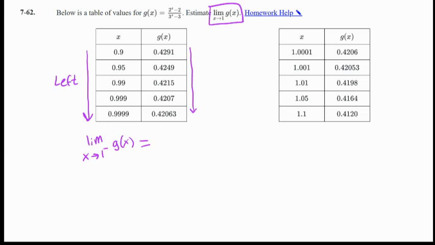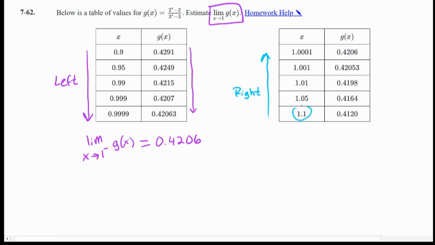Honestly, I would take a couple of answers that would be correct here, but for the most part, it's 0.4206-ish. So we'll leave it at that for now, and then we'll compare it to the second one. For the second one that we're going towards, I'll change the colors here. This is going to be the right side, because these are x values that are greater than 1. So we're coming from the right.